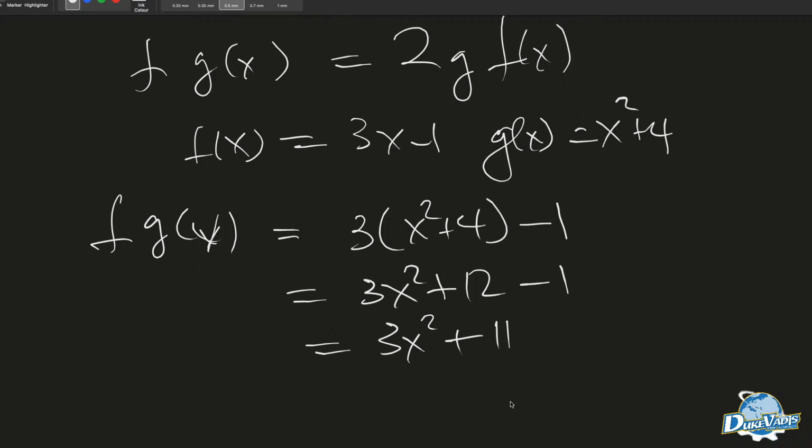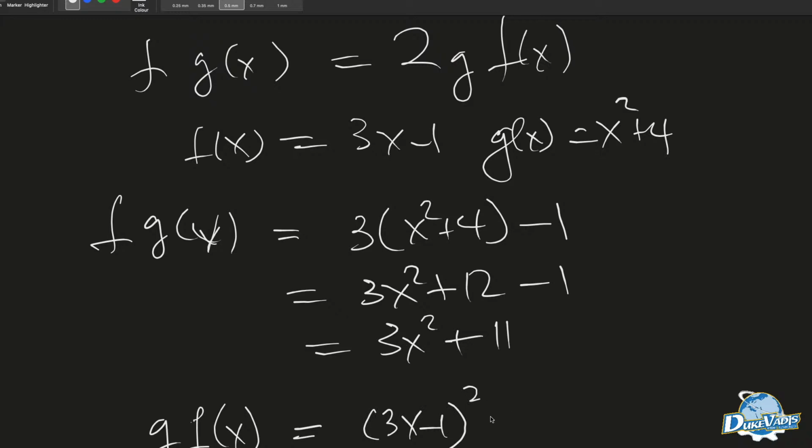Now let's look at gf of x. It means g is there, and f is entering. So g is there and f is entering. So this is going to be (3x minus 1) squared plus 4.